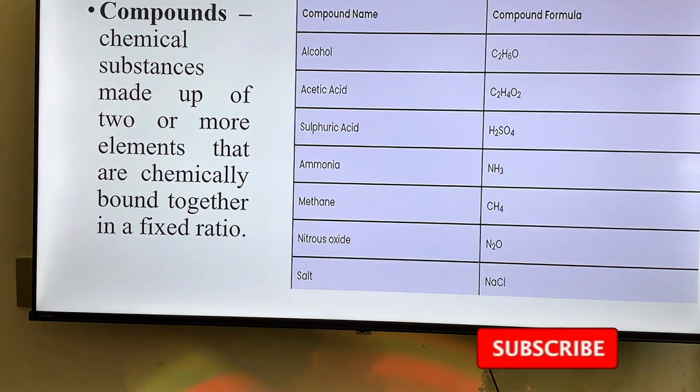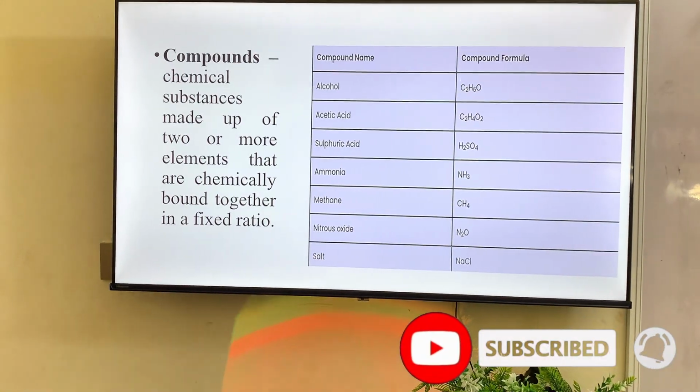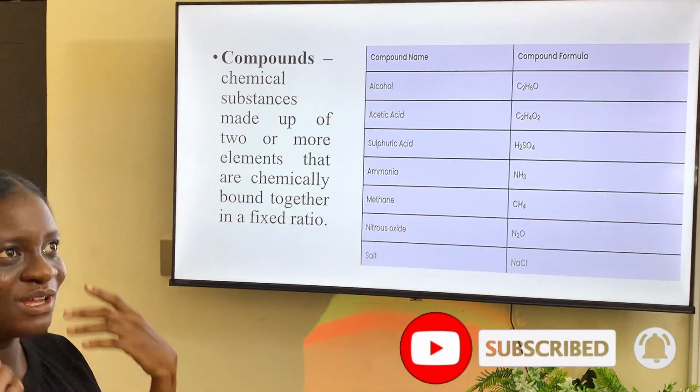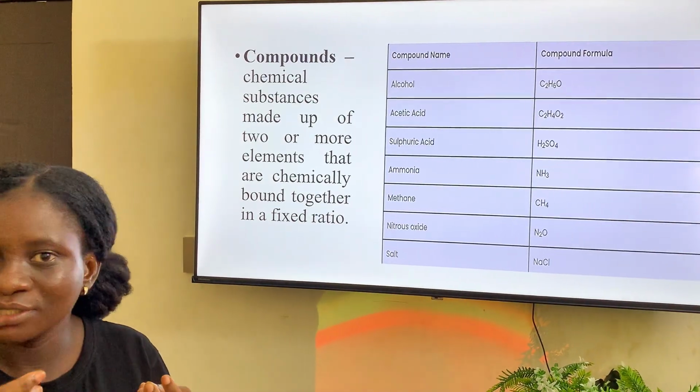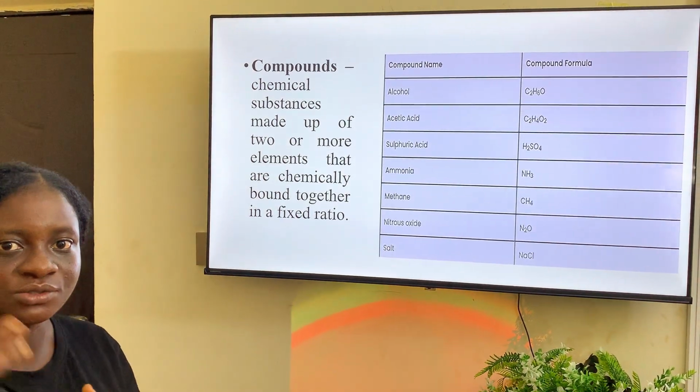So what is a compound? A compound is a compound of things. What comes to your mind is it's not one thing. It comprises of two or more things.